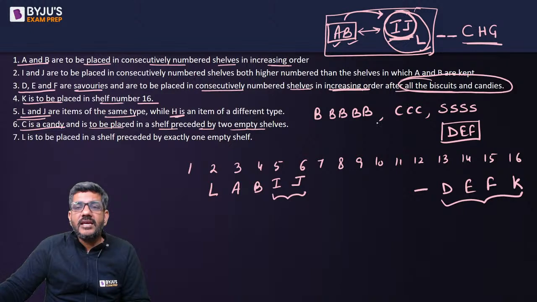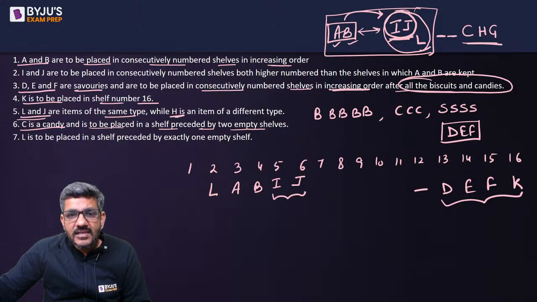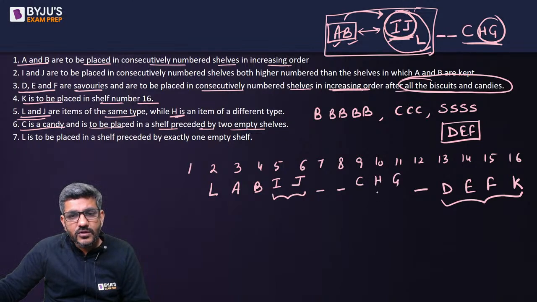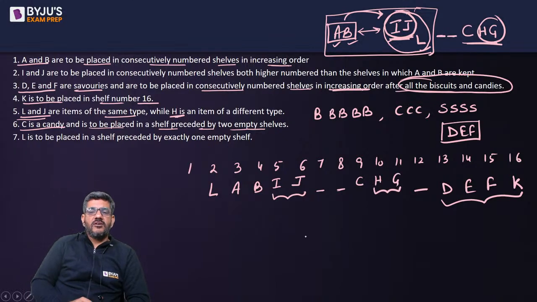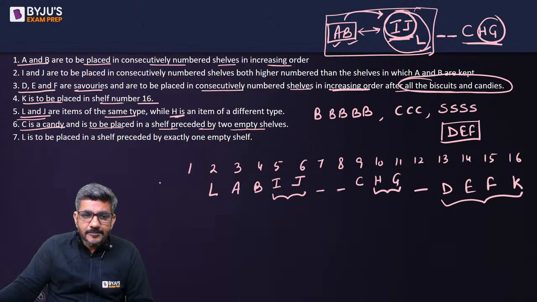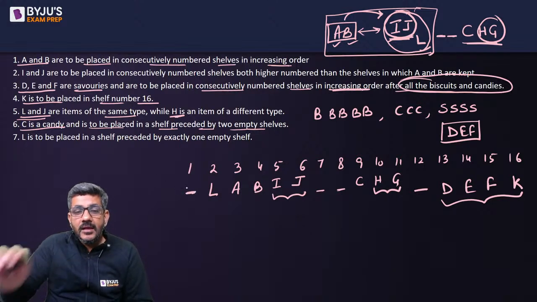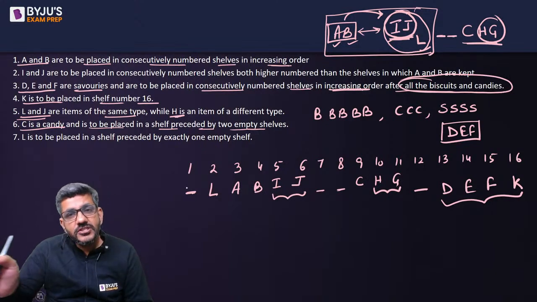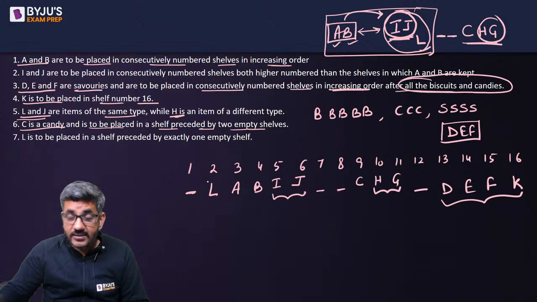And then we will have the candies. C, H, G are the candies. But before that there will be two empty shelves. After two empty shelves, we will have C. But about H and G, the order is not known to us. H and G can change their order. So one possibility is an empty shelf, L A B I J biscuits, two empty shelves, C H G candies, one empty shelf, D E F K are savories. That's one possibility.